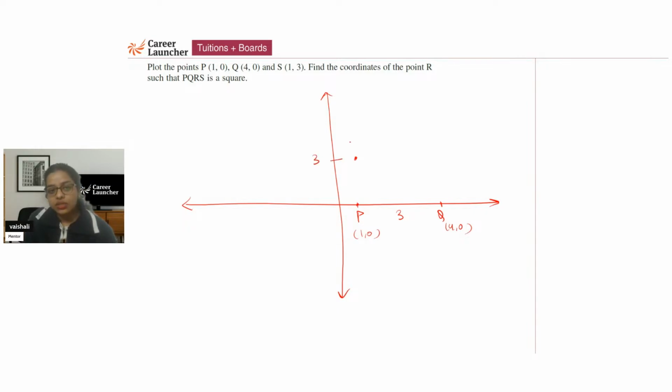So this is 3 over here. So here S is which is 1, 3. So similarly from here if I add 3 units, it has to be 4, 3. So these are the 4 coordinates. So we need to simply find the point R, which will be 4, 3. And we are done with this question also. I hope there is no doubt as such in this.